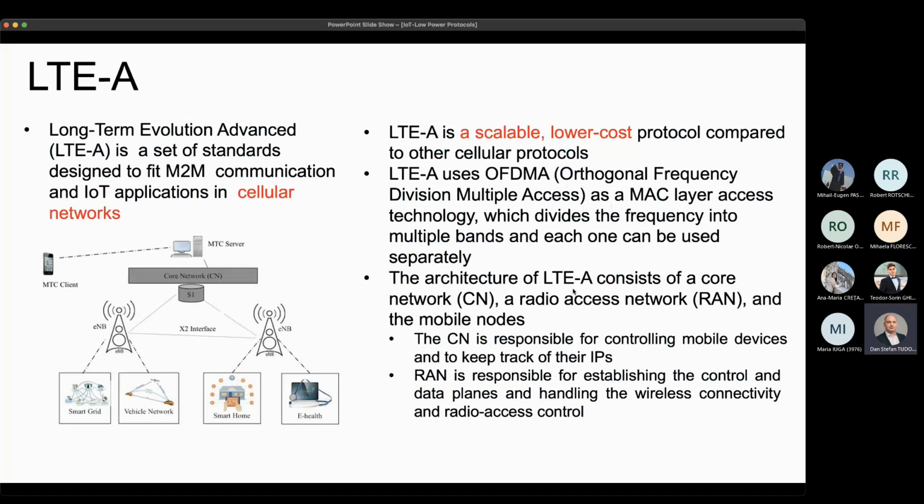There is the architecture, which is drawn up here. You have a core network, a radio access network, and mobile nodes which connect to it. The core network is responsible for controlling the mobile devices, keeping track of their IPs within the network, and the radio access network is responsible for establishing control and handling of the wireless data connectivity.